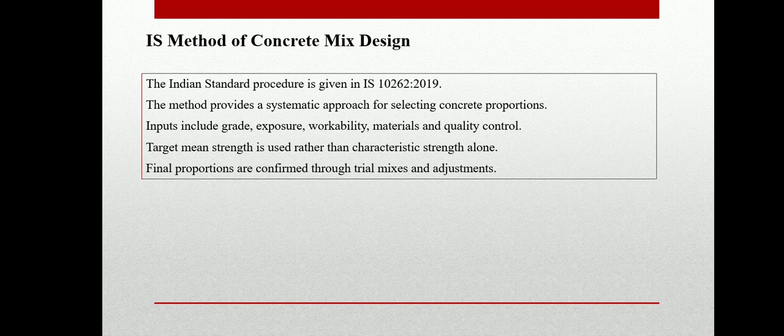One key concept here, and this trips up a lot of students, is that the design targets the target mean strength, not just the characteristic strength alone. We build in a statistical margin, and of course whatever proportions we calculate on paper are only provisional. They must always be confirmed and fine tuned through trial mixes before being adopted for production.